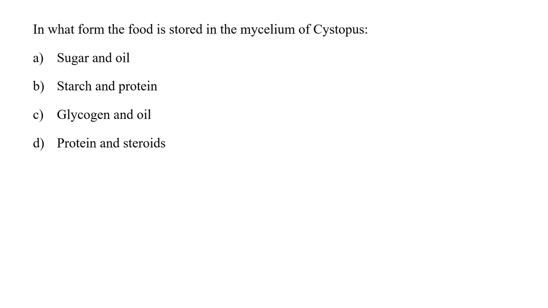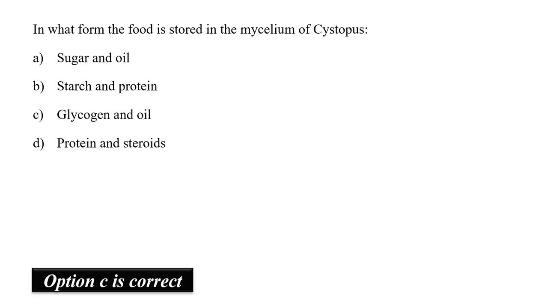In what form is the food stored in the mycelium of Cystopus? Sugar and oil, starch and protein, glycogen and oil, or proteins and steroids. Plants and algae store their food in the form of starch, while fungi store their food as glycogen. Cystopus has stored food in the form of both glycogen and oil. So option C is correct.